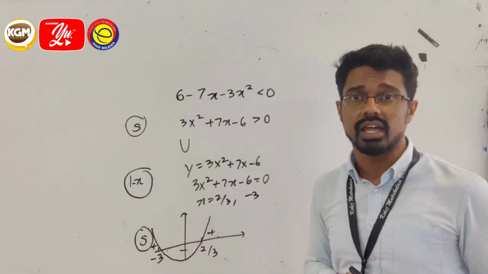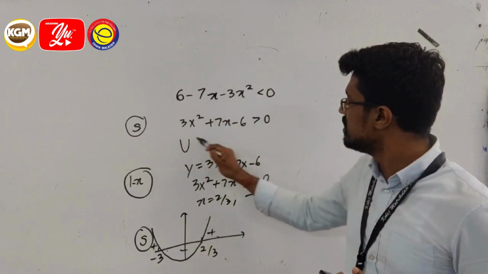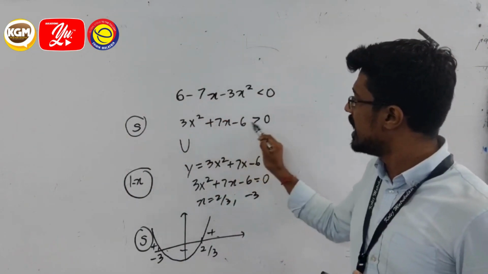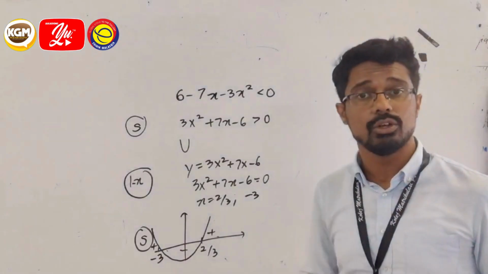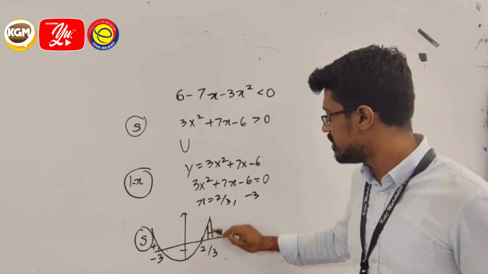Next, I want to decide which region I want. Well, by looking at this, this is my y as we defined. My y has to be more than 0, meaning to say I want the positive region. So I go and shade this.